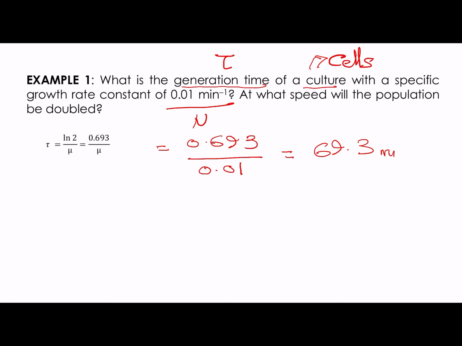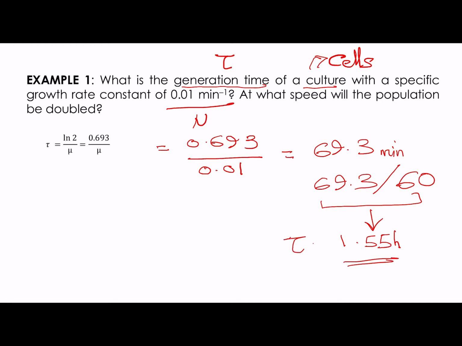So it gives us 69.3 minutes. But please take note, for tau values, either this or even your tau d, the conventional unit is hour, not minute, not seconds. So that means your answer is incomplete at this point. You need to convert this to hour, and you simply divide 69.3 by 60, and that should give us 1.155 hour. So that would be the tau value.